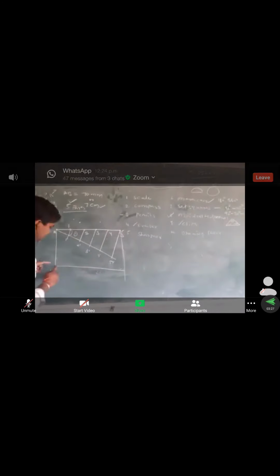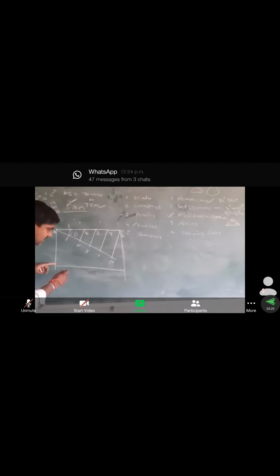Then in between these two perpendicular lines, we have to draw a line parallel to the given line. The line is parallel to line AB in between these two lines. This line will be known as the dimension line.